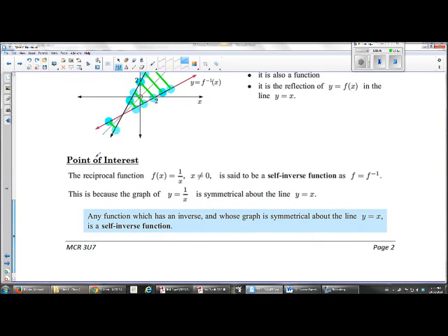Just a little point of interest. The reciprocal function, f of x equals 1/x, where x does not equal 0, otherwise it would be undefined, is said to be a self-inverse function, as the function itself equals the inverse function. This is because y equals 1/x is symmetrical about the line y equals x. And any function that has an inverse and whose graph is symmetrical about the line y equals x is called a self-inverse function. So let me draw a quick little sketch here.